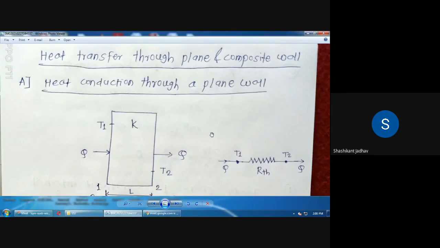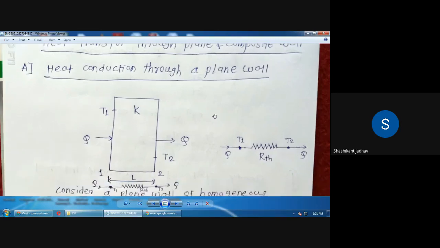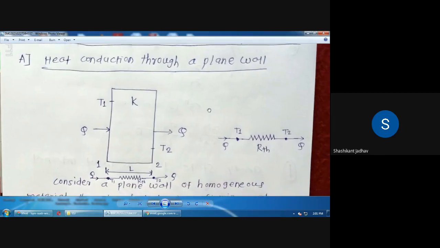So first of all we have to derive the equation for the plain wall. So write down heat conduction through a plane wall. Draw this diagram of a plane wall.